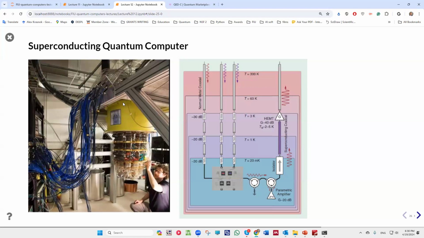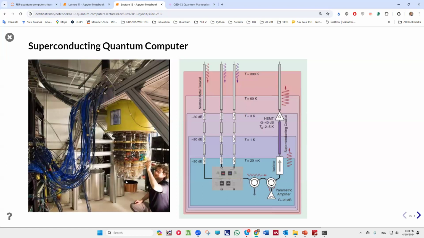People say this is a quantum computer. In fact, this is not a quantum computer. This is just a dilution refrigerator, the picture on the right. What is the quantum computer? It is the small part in the very lower stage of this device.